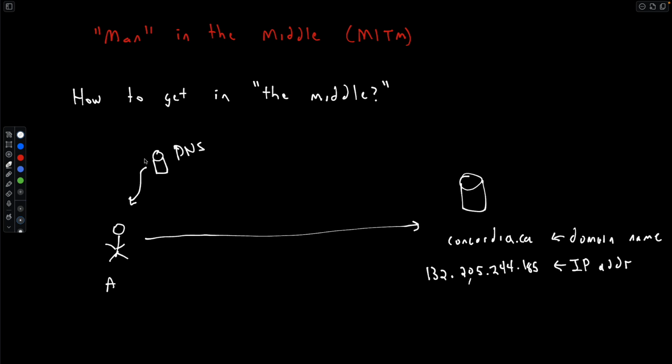So it's a server. It's given to you by your ISP generally. So if Alice is on Videotron, then Videotron will say, here's a DNS for you. You don't have to use it. You can use any DNS you want. You can use Google's, for example, at 8.8.8.8. But anyways, you're going to ask it, give me the IP for Concordia. And then it will send back the actual IP address.